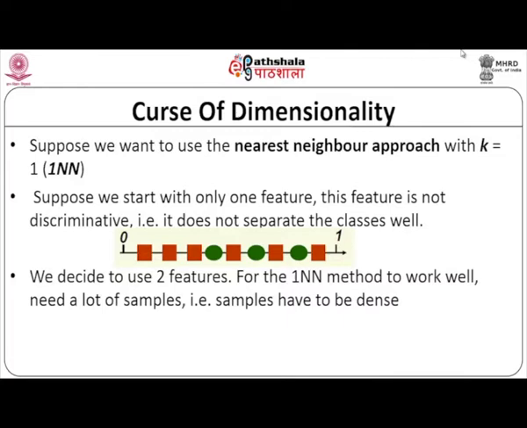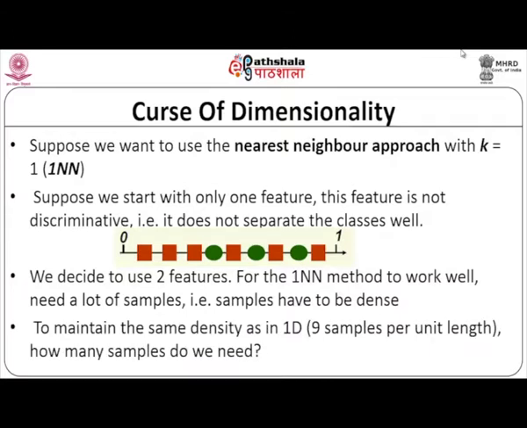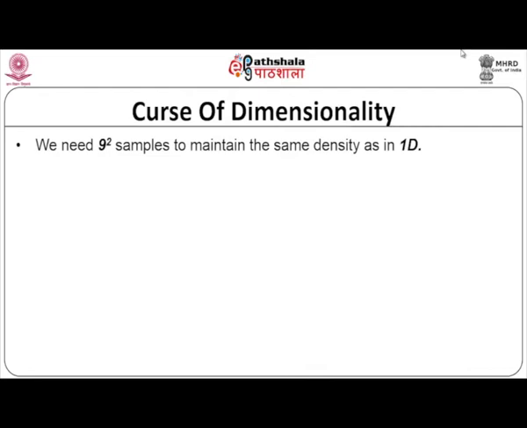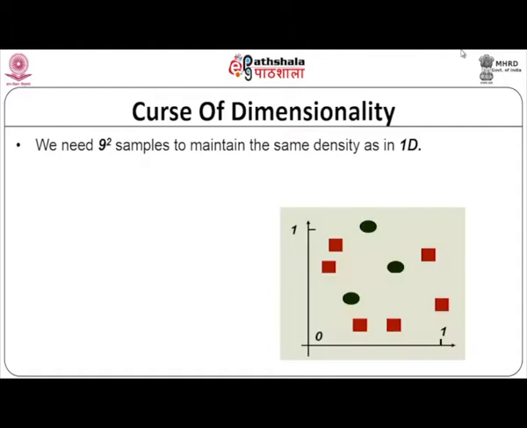Okay. Now, we decide to use two features. So, for the KNN method where k is equal to 1 to work well, we need a lot of samples. That means the samples have to be dense. Remember, we are going from one dimension to two dimensions. So, to maintain the same density as in 1D, for example, here in this example we have 9 samples. If you want to maintain the same density in the two dimensional example, how many samples do we need? That is the next question that we have to answer. So, we need 9 squared samples to maintain the same density. You can see how it increases from 9 samples in one dimension to 81 samples in two dimensions. But you have only 9 samples.